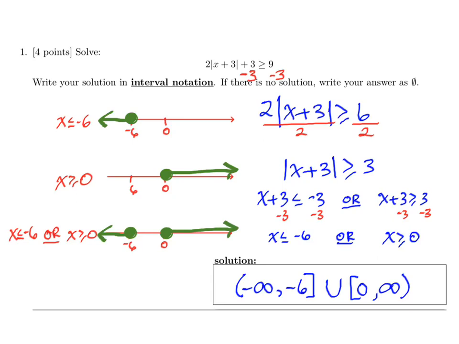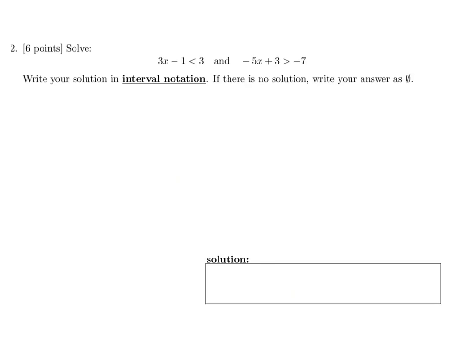All right. Problem number 2 is also an inequality, but it's a compound inequality. So number 1 was an absolute value inequality, which we turned into a compound inequality. A compound inequality is one that has the word or the word and. So an absolute value inequality is also a compound inequality. So let's look at number 2. Number 2 is a compound inequality, doesn't have an absolute value in it, but it does have the word and.